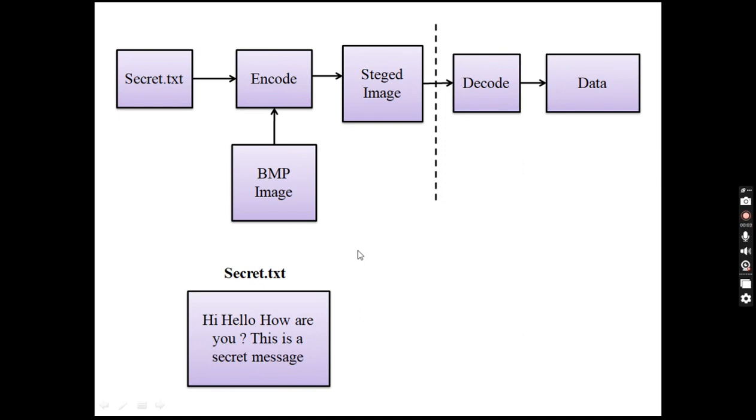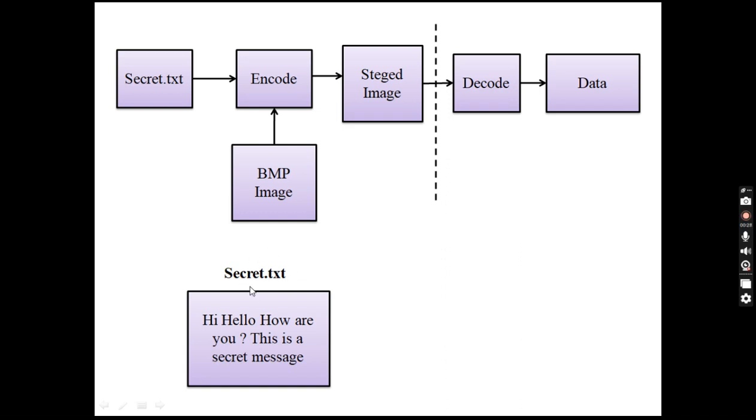Steganography is a combination of encoding and decoding. Whatever you are seeing at the LHS is the encoding part, and whatever you are seeing at the RHS is the decoding part. Suppose I have a text file, that is secret.txt file. Inside this text file I have the data, that is hi, hello, how are you. This is a secret message. So I have this data stored inside this secret.txt file, and I want to transmit this data.